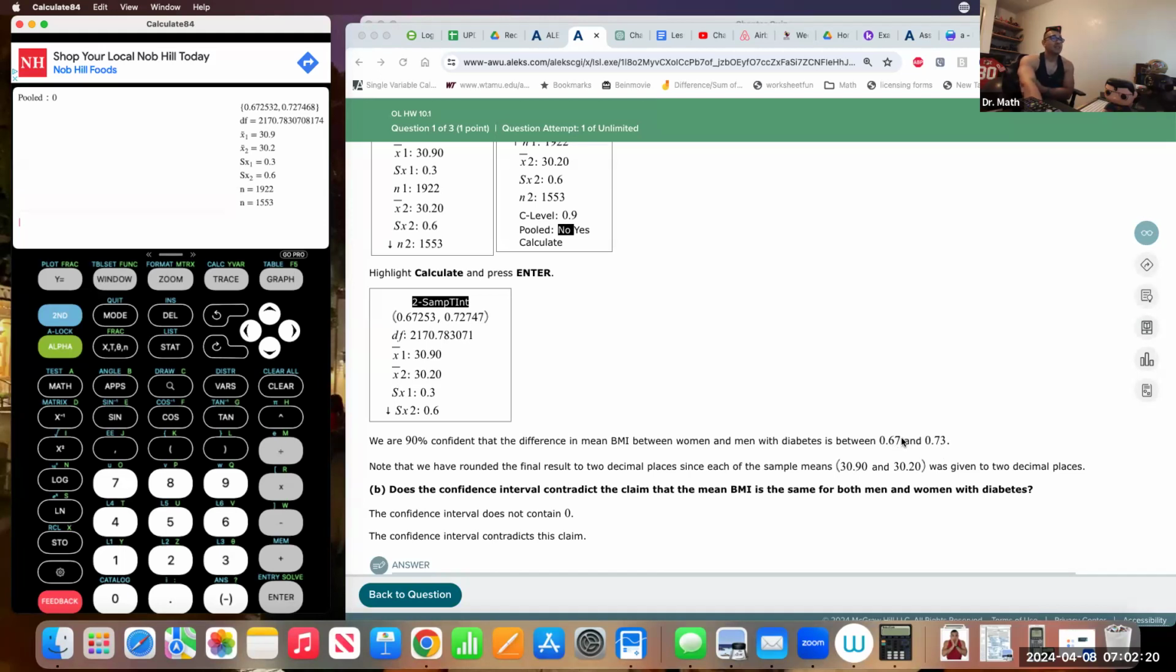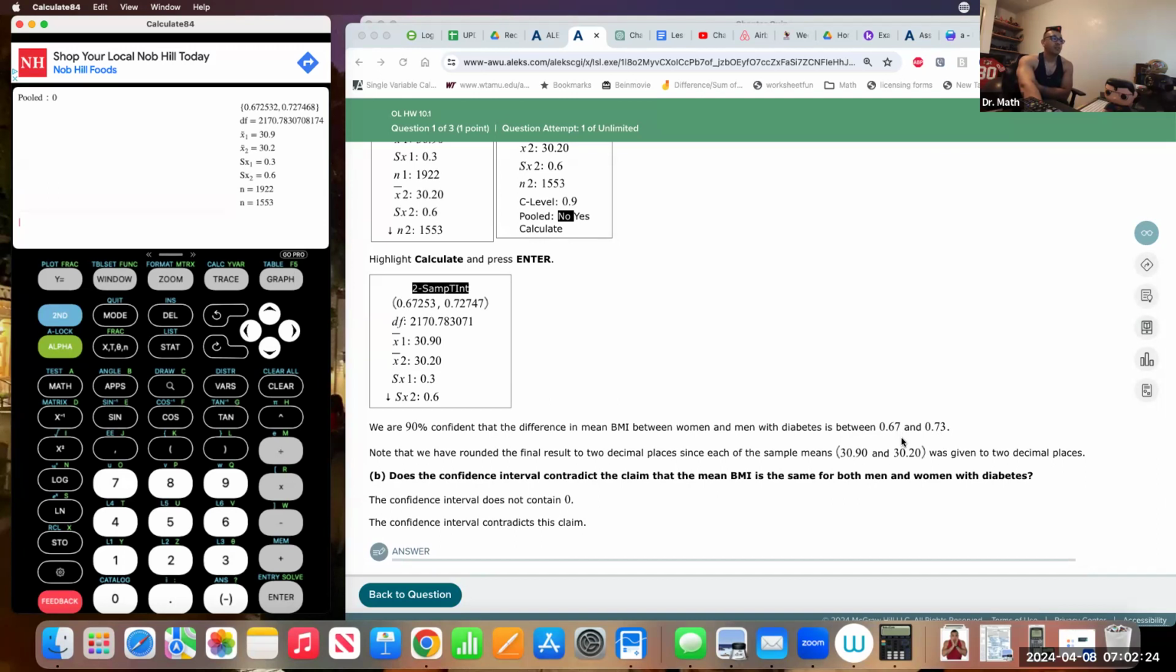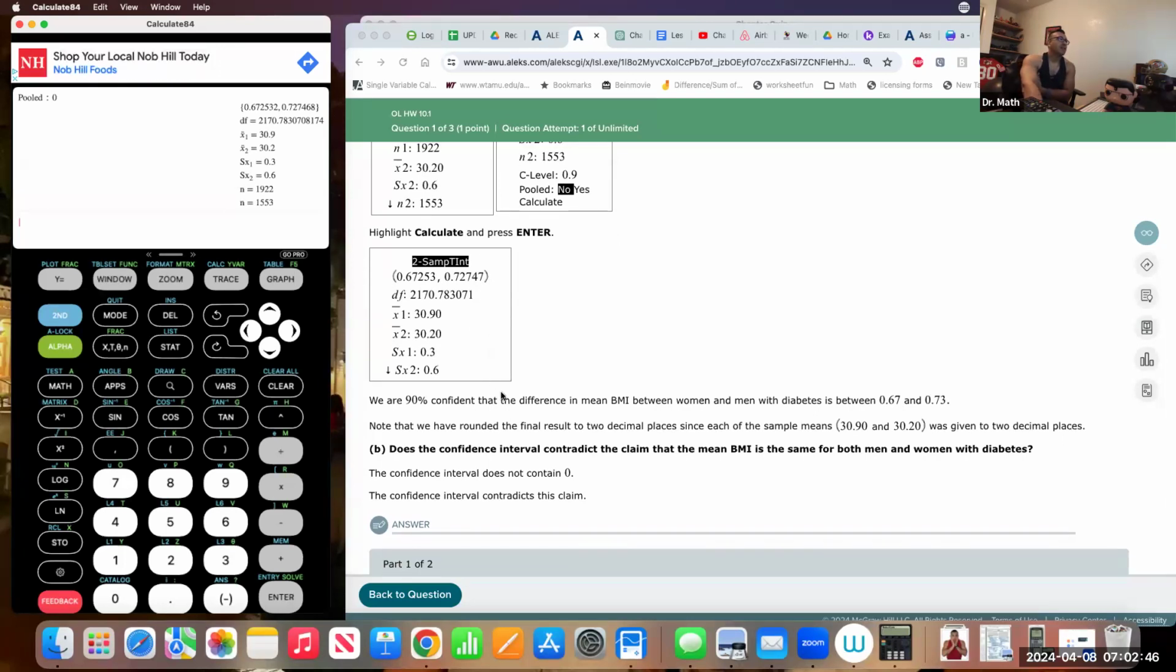So what that tells us is that we do have a contradiction. That means that they're not the same, because if they were the same, this interval that we found in our calculator would contain the number 0. And if I had 0, remember that would say there is no difference between the two BMIs for the two groups. All right, so that's how we're going to run this using our TI calculator.